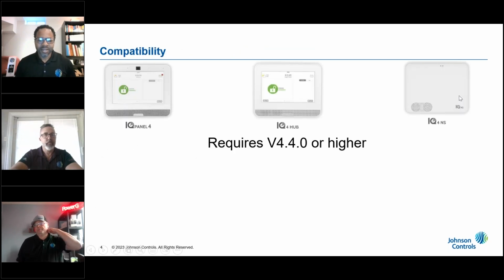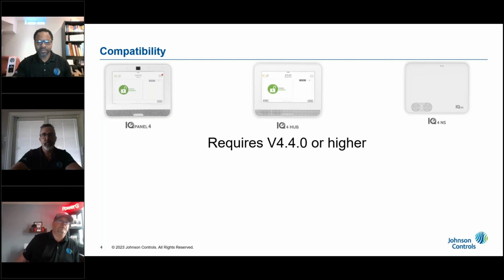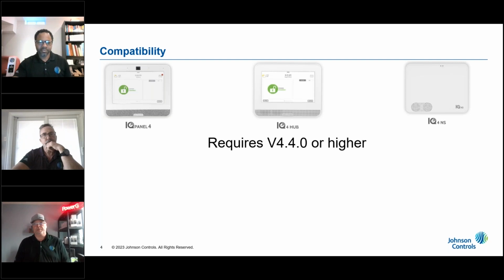We get a lot of questions about compatibility. IQ Lock Power G works on what we'll call the IQ Panel 4 family of panels, or our one platform panels: IQ Panel 4, IQ 4 Hub, and IQ 4 NS, which we talked about just a couple of weeks ago. It requires firmware 4.4.0, or higher. 4.4 is currently scheduled to release the week of September 18th. So rest assured, the minute 4.4 is ready, we're going to release that.